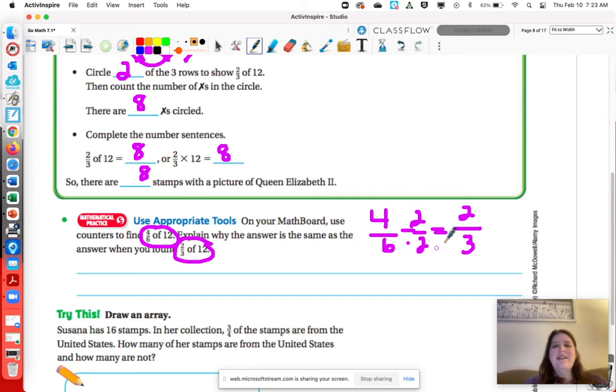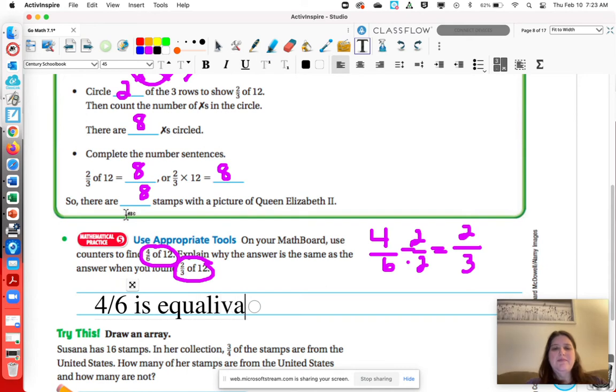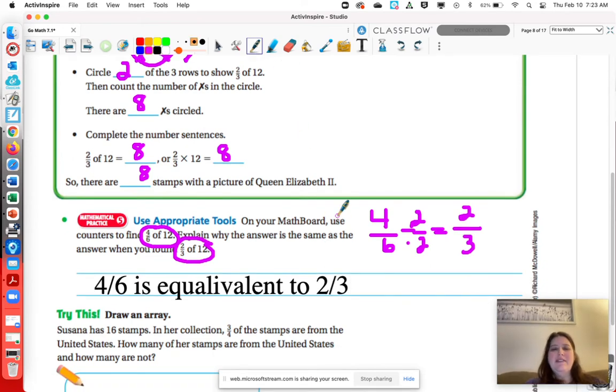So 4/6 divided by 2 over 2, or the whole of 1, would get me the equivalent fraction of 2/3. So the reason why that's the same is because 4/6 is equivalent to 2/3. So that is why they are the same.